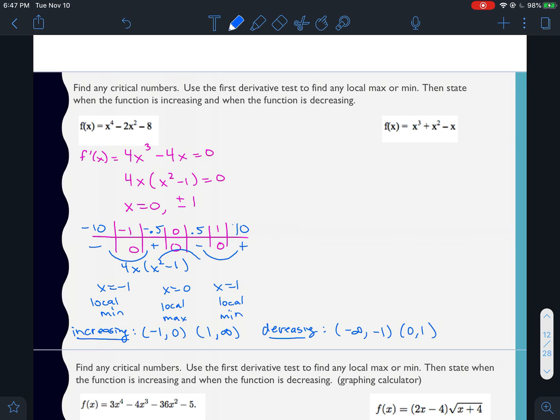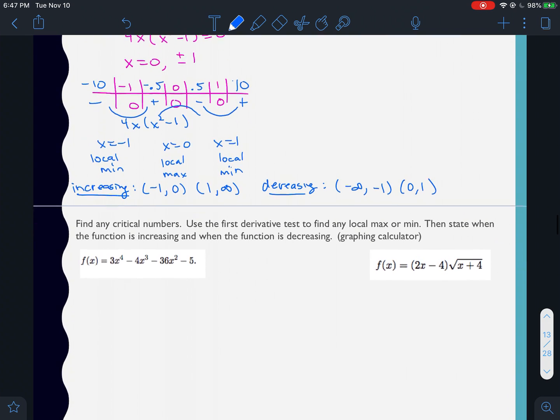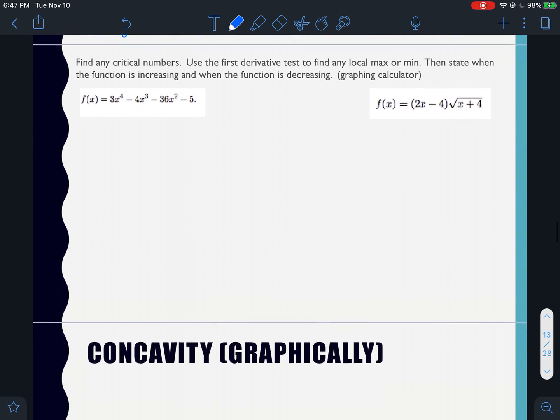All right, you guys can go ahead and try the second one, f of x equals x to the third plus x squared minus x. Go ahead and figure out where that function has local mins and local maxes and where it's increasing and decreasing. And you can check your work against the finish notes.